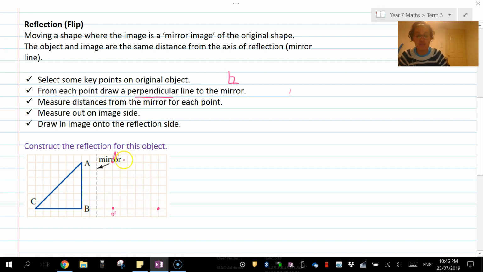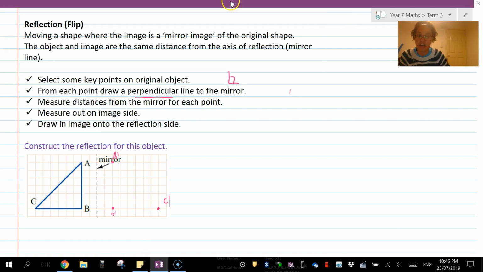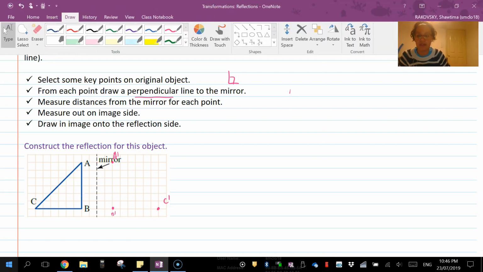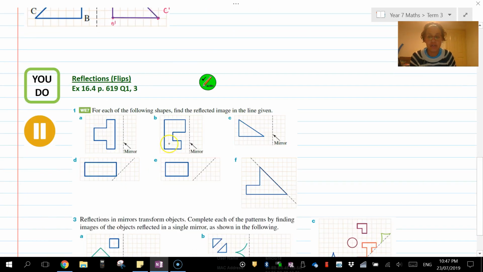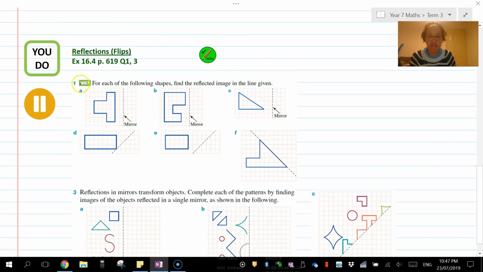So there's your points. And you would then use your ruler to connect those 3 points to make the reflection of this object on your Cartesian plane. So I've just used my ruler straight line function here to connect those points to create the mirror here. So what you're going to do is have a go of these ones.